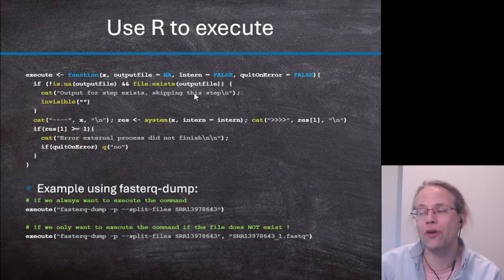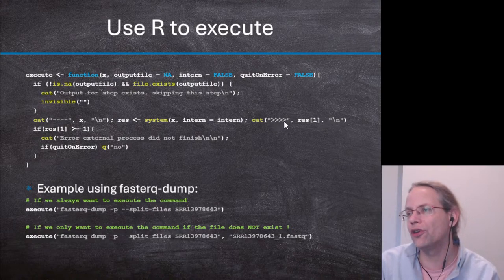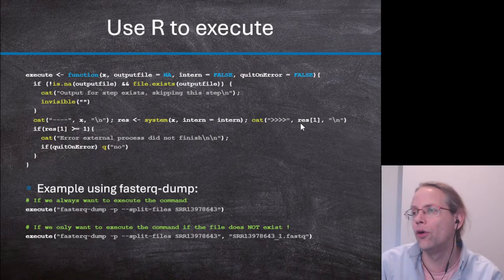That means that if I'm trying to download a 5 GB file, but I already have a 5 GB file with the same name on my hard drive, then I'm not going to do the download. Then I'm going to write some log. So I'm going to cut the command, the start of the command with 4 minuses in front of it. And then I'm just going to do the command. And then I am going to write the end of the command, with 4 times the symbol greater than, and then I'm going to write the whole command or the result. So the res 1 is the resulting code.